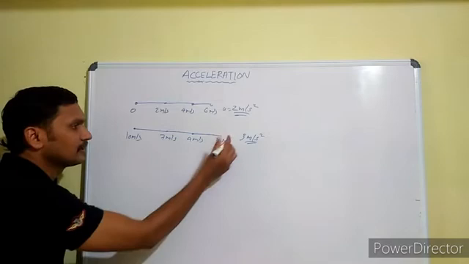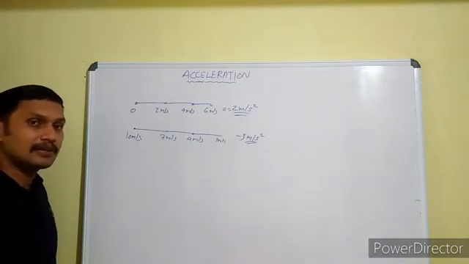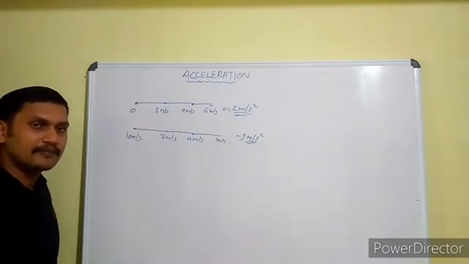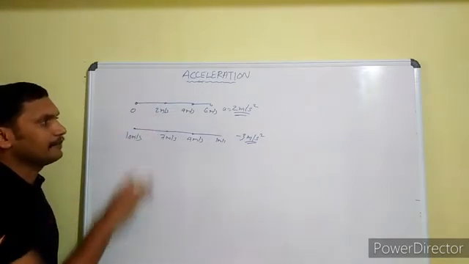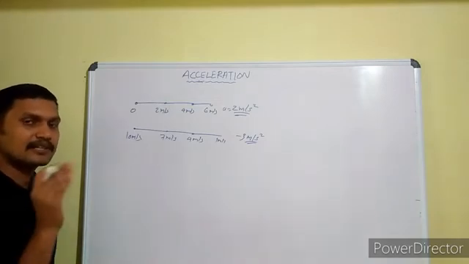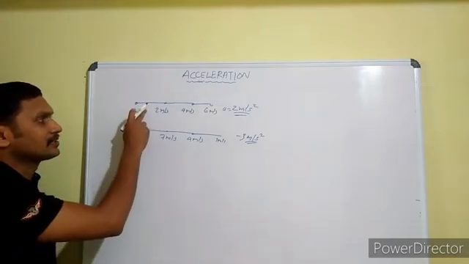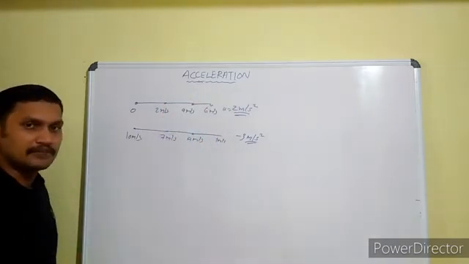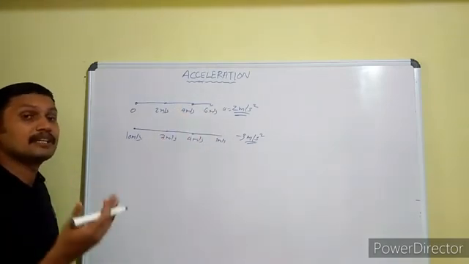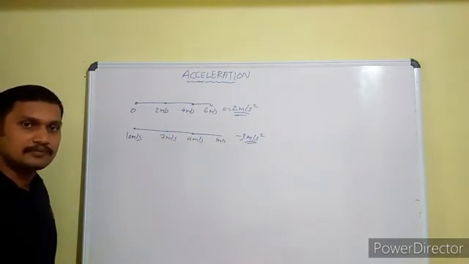But as speed decreases, we can say it is a negative value. Negative acceleration. The negative acceleration is commonly known as retardation or deceleration. So acceleration can be positive or negative. Acceleration is the change in velocity in unit time. It can be positive or negative. Positive acceleration means the velocity increases. Negative acceleration or retardation means the velocity decreases during the motion.